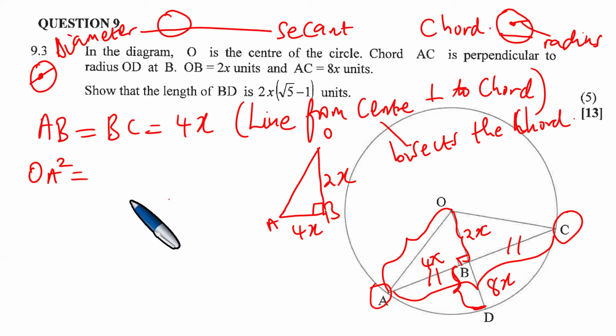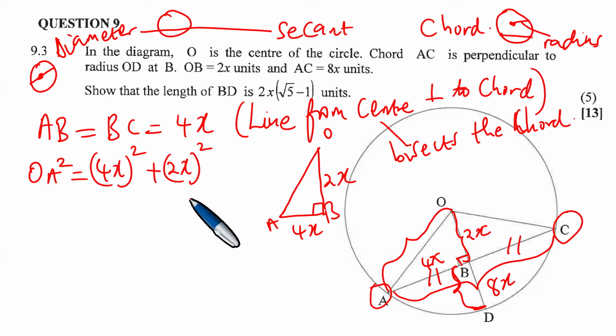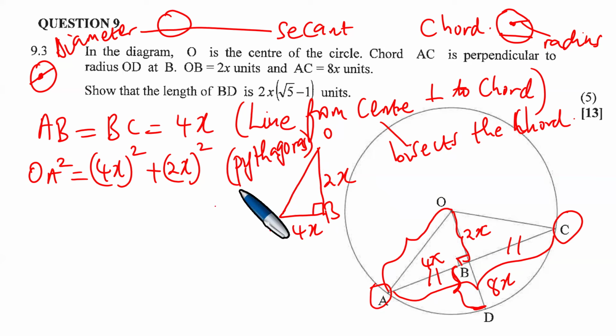Okay. So OA squared is equal to what? OA squared is equal to 4x squared plus 2x squared. You take the square on the hypotenuse and you find the sum of the squares on this side and that side. And the reason is Pythagoras. And therefore, what do we then have?